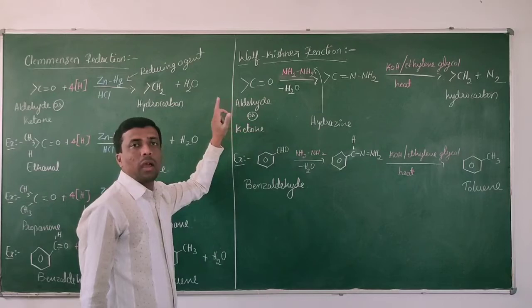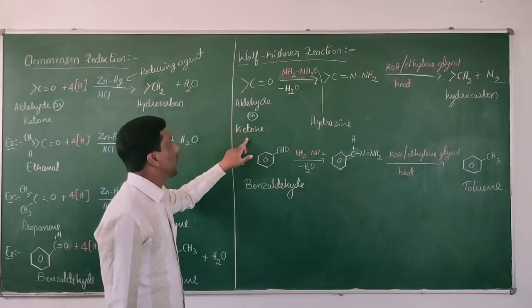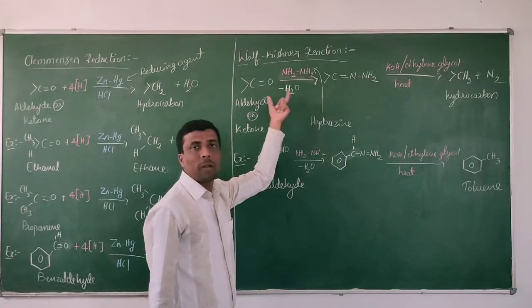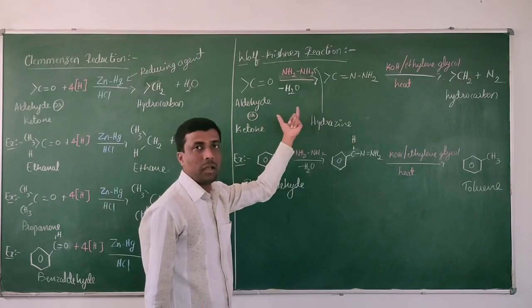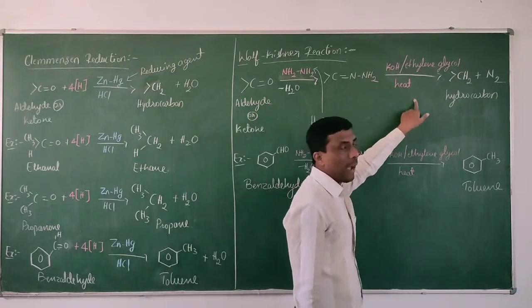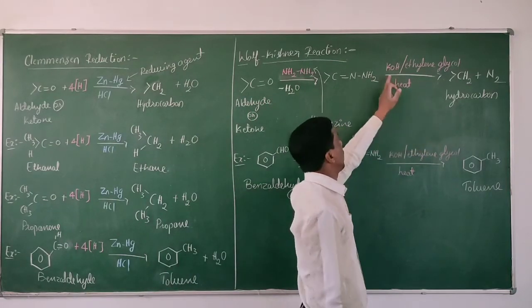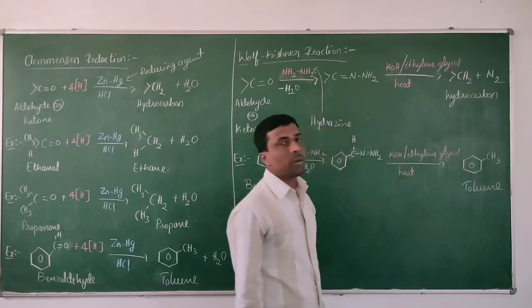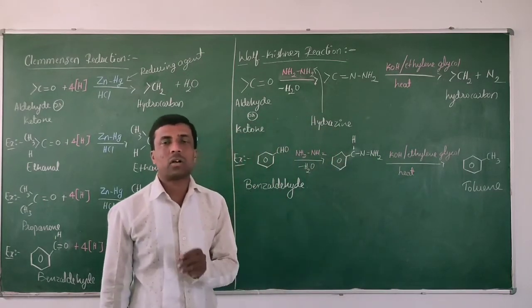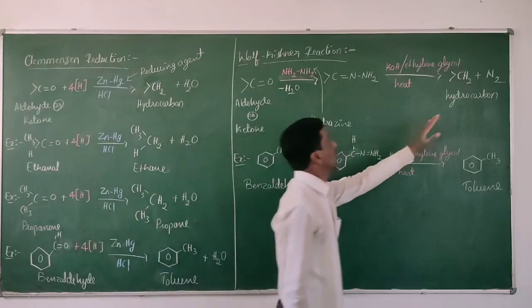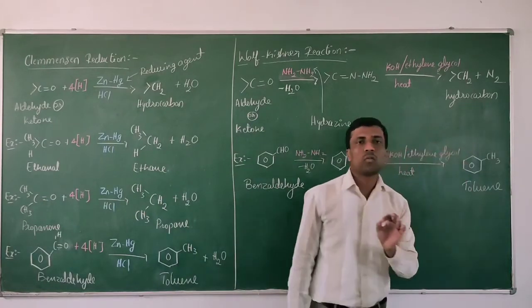Whenever an aldehyde or ketone reacts with hydrazine followed by heating with potassium hydroxide in the presence of ethylene glycol, the corresponding hydrocarbon is formed.